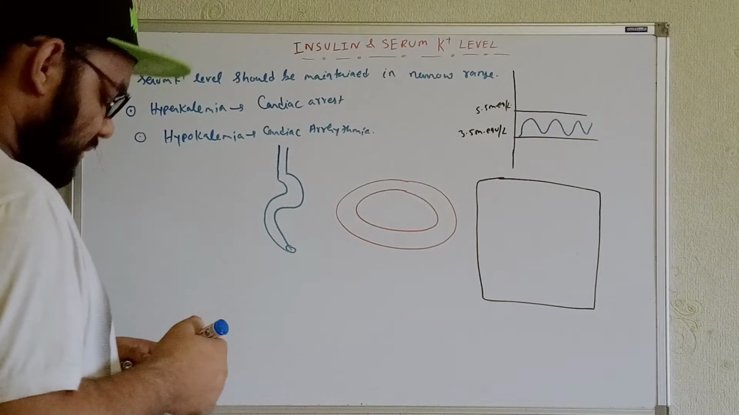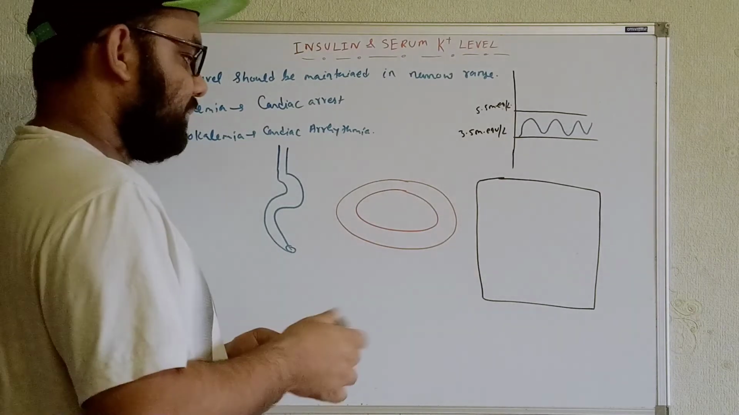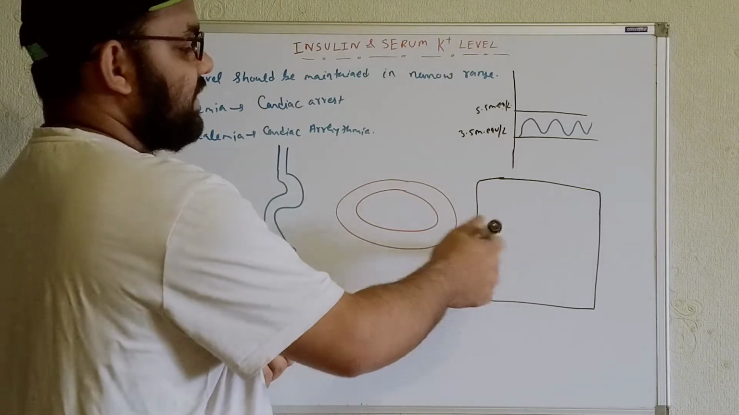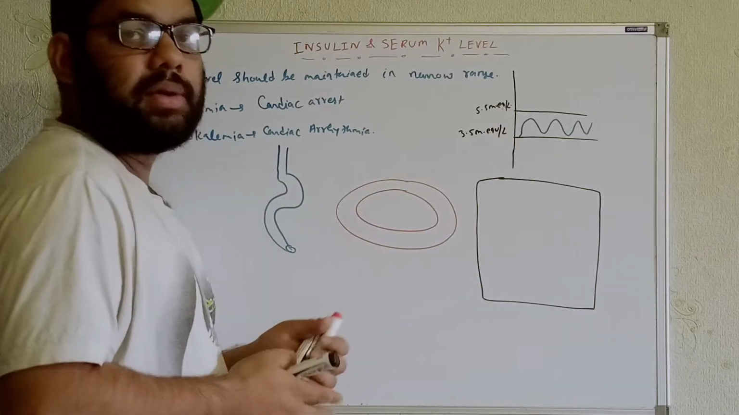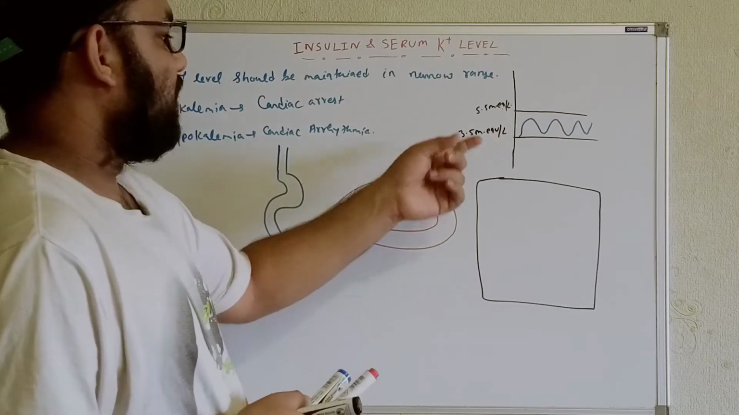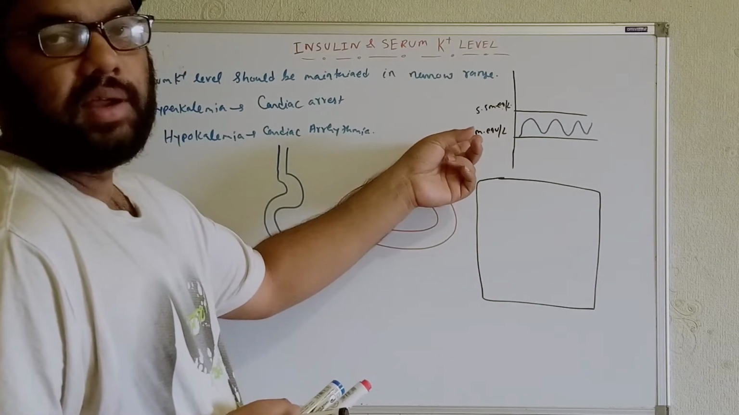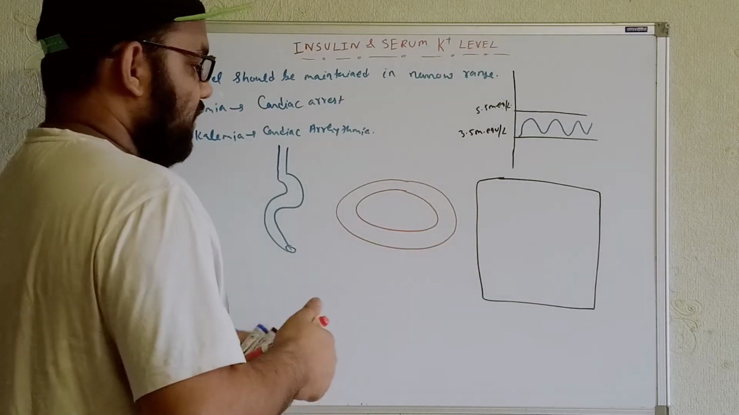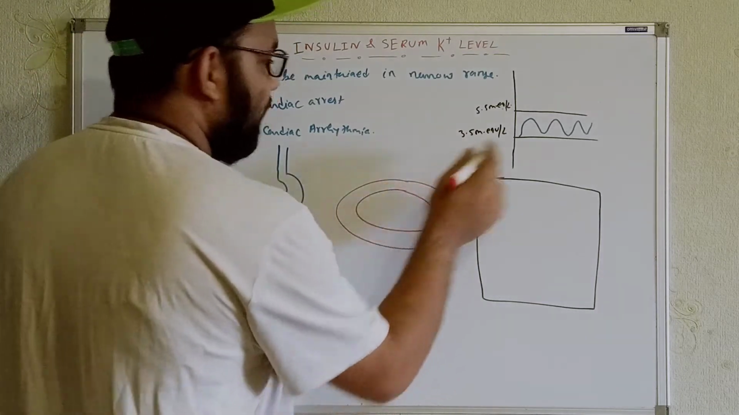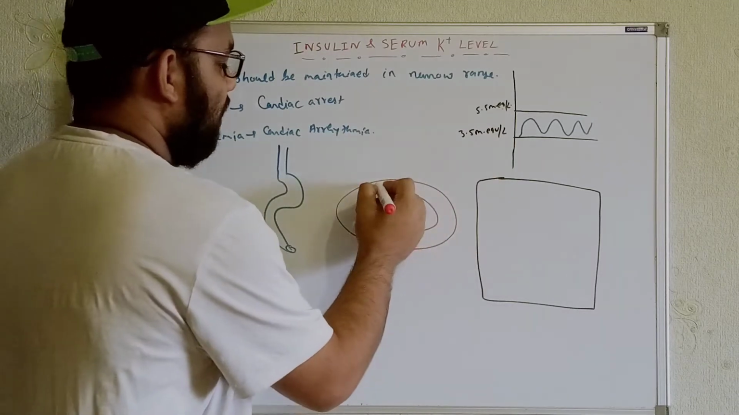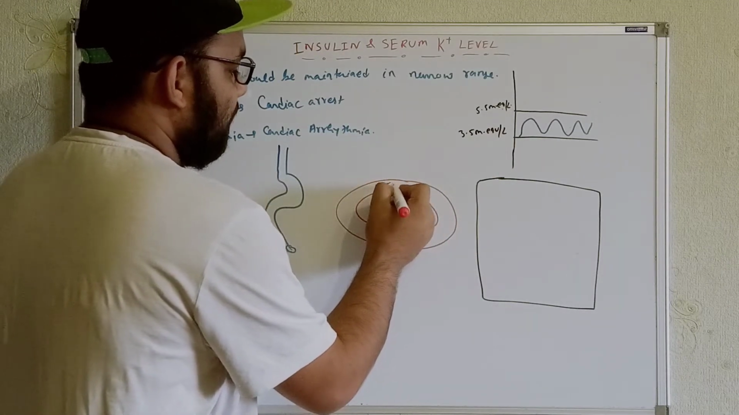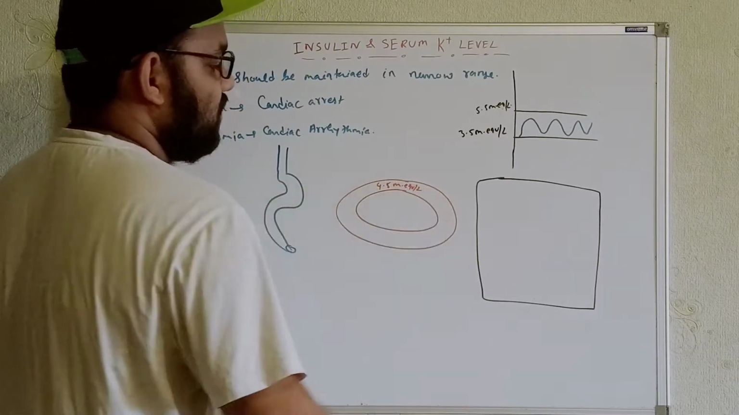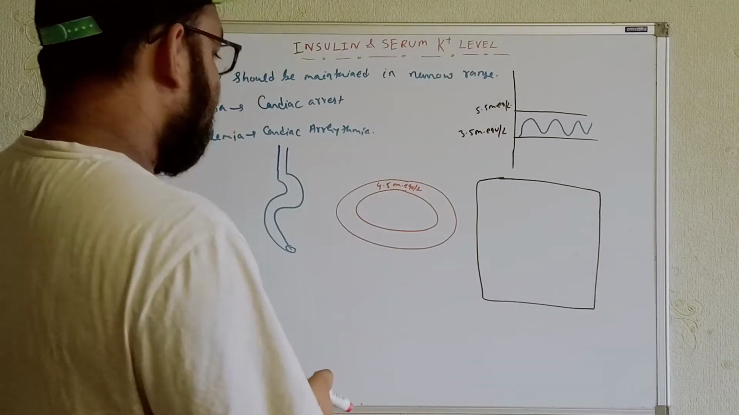So try to understand what you know. Normally, the value for potassium outside the cell, that means in the extracellular compartment, will be between 3.5 and 5.5 millimole per liter. For example, I'm just taking the average value, 4.5 milliequivalent per liter. I'm just taking these values.